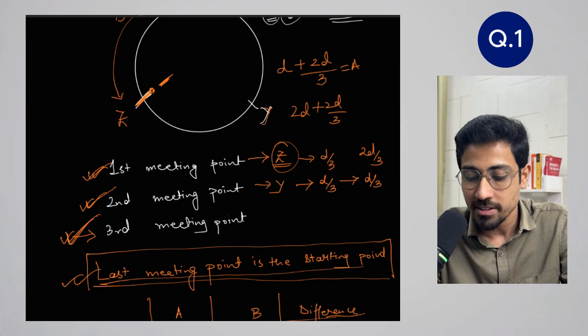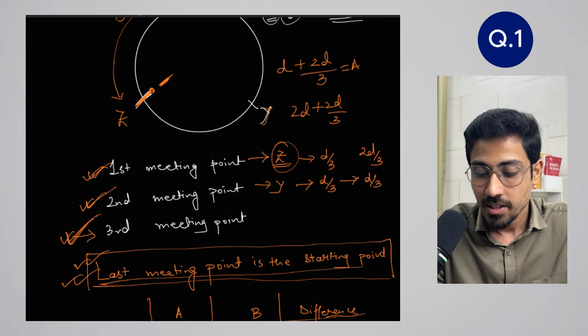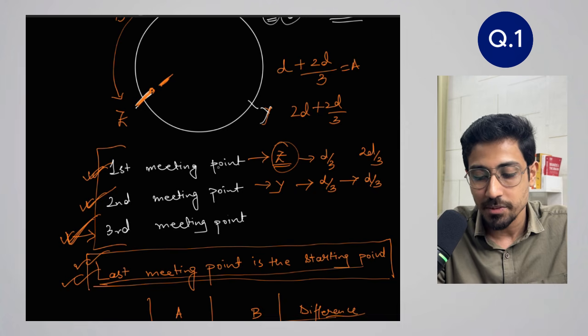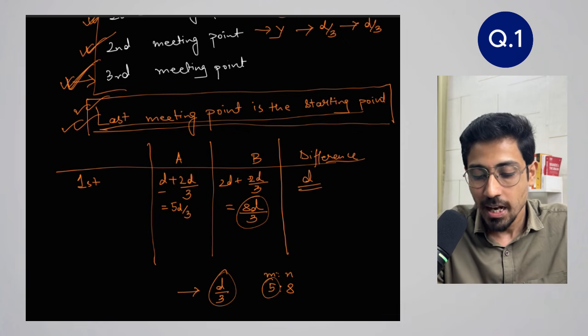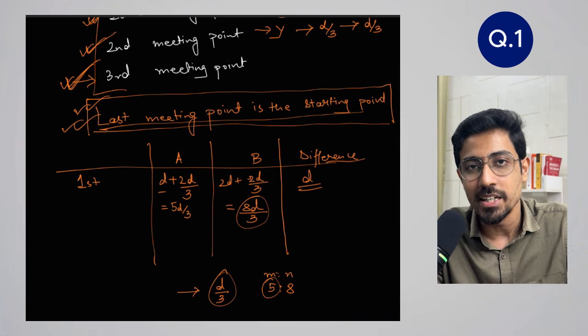When we do a problem, I will explain why this is a very important thing to understand. But this was the important concept. We understand what the first meeting point, second meeting point, and third meeting point are. And for all the meeting points, we also now know the distance covered by each of the individual racers.